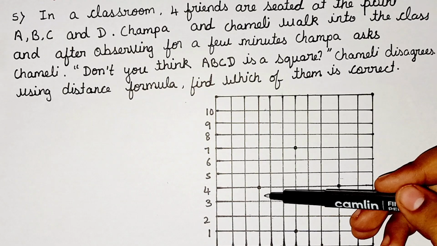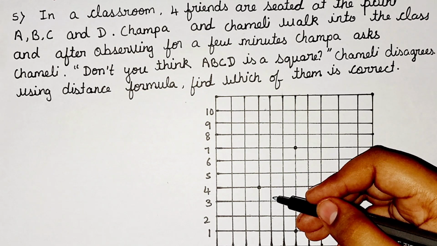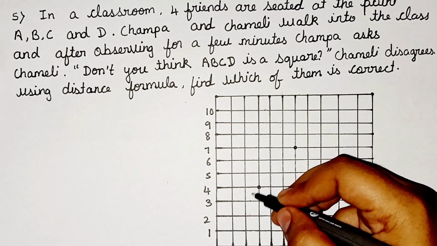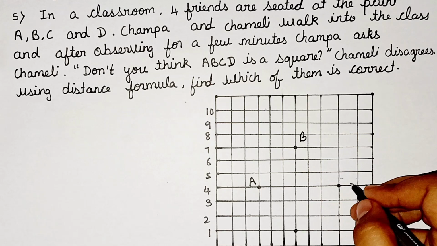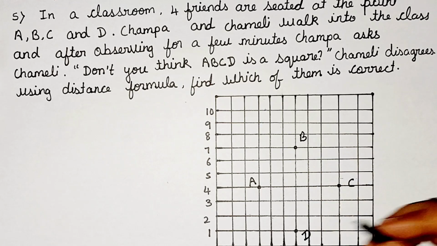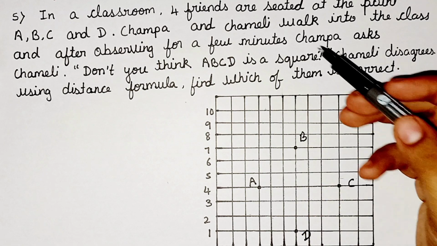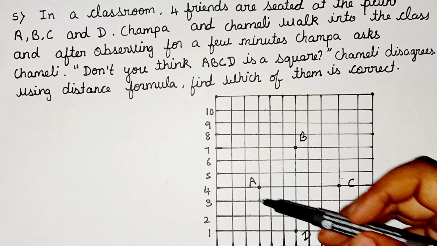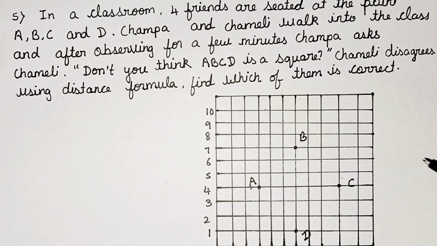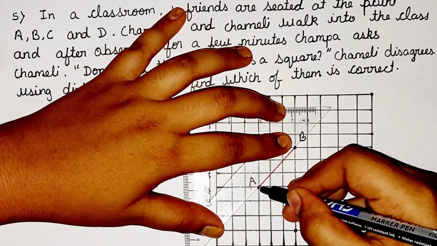So here, one second guys, I will just name it. According to the question, this one is A and this one is B and this one is C and this one is D. So here the 4 friends are seated. Champa asks Chemili whether this A, B, C, D is forming a square. How? I will just show you guys. So here they are forming a square like this.